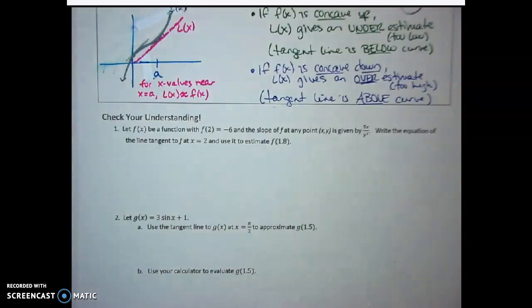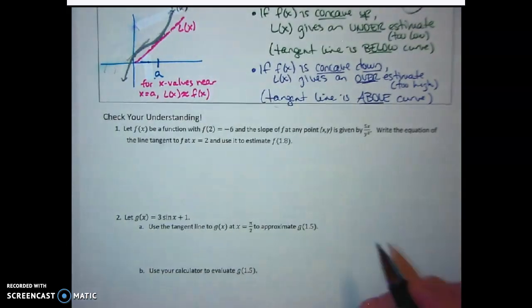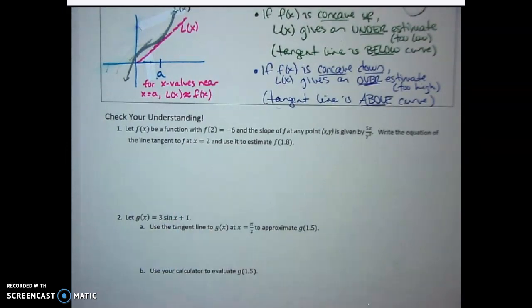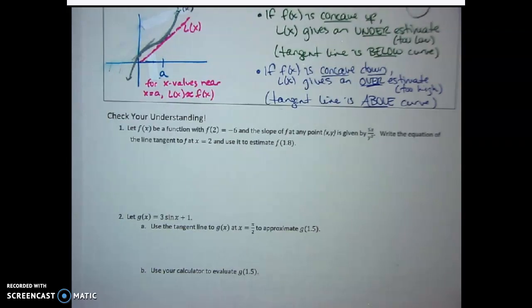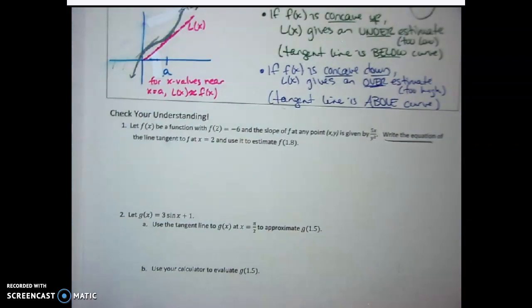All right, let's do 3 problems or 4 problems and see if we got this. Let f of x be a function with f of 2 equals negative 6, and the slope of f at any point x, y on that function is given by 5x over y squared. Write the equation of the line tangent to f at x equals 2 and use it to estimate f of 1.8. So we have to write the equation before we can actually use it. So again, think about writing the equation. What do we need? Can you go ahead and write down what the slope and what the point is that we're going to be using? And if you've got those, then go ahead and write your tangent line.